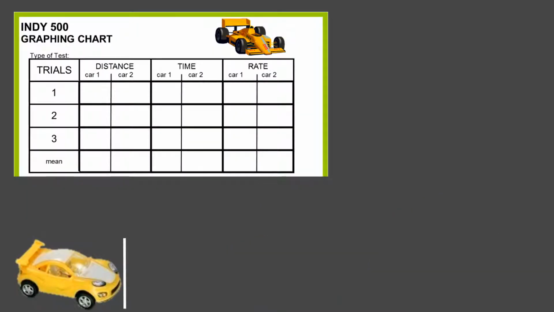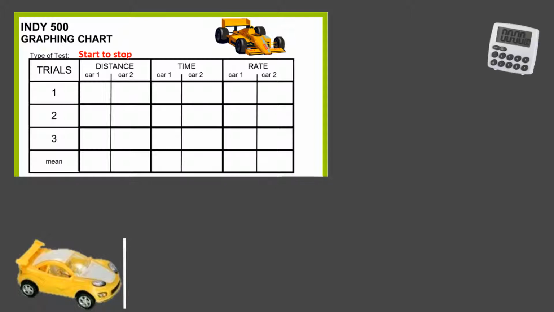So the students will start with their graphing chart, and they will have their little race car, and they first have to decide what type of trial they're going to have. What are they measuring? What do they want to determine? In this one, we're going to determine how far the car goes from start to stop, and how fast it goes. So we're going to let the car just go all the way until it runs out of steam.